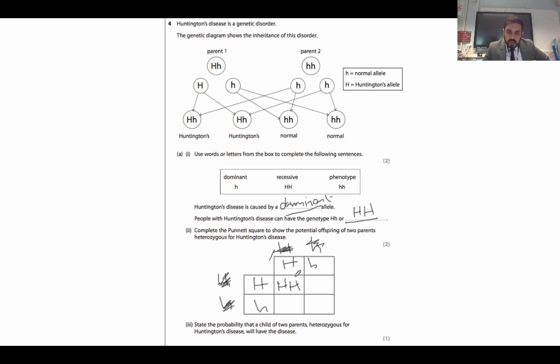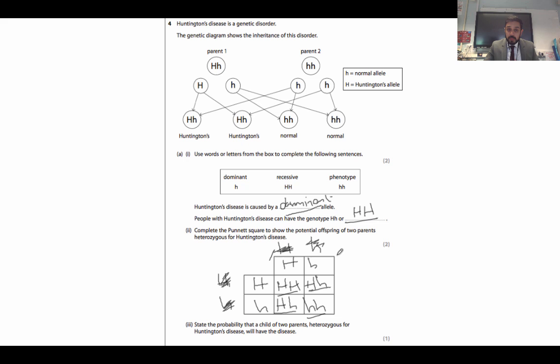Definitely got Huntington's disease. Big H, small h. Definitely got Huntington's disease. Small h, big H, it doesn't matter. It's always better really to do the bigger letter first. Got the disease and h, h, haven't got the disease. So 75% likely that they will have the disease, which is a high percentage. But what does that tell you? If the disease is dominant, then it makes it more likely that you're going to have the disease because you only need one.